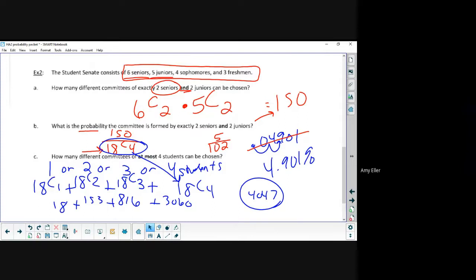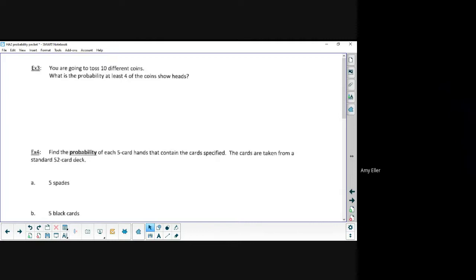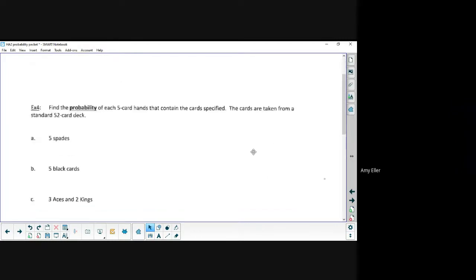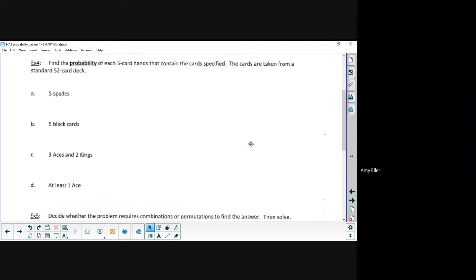All right, we're going to skip number 3. Let's go to 4. Notice I underlined, find the probability. So every question in number 4 is probability. Let's go ahead and make a fraction bar so we don't forget. Find the probability of each 5 card hands that contains the cards specified. The cards are taken from a standard 52 deck.